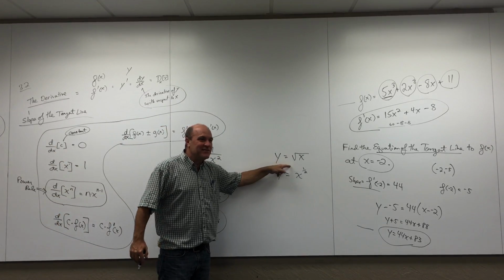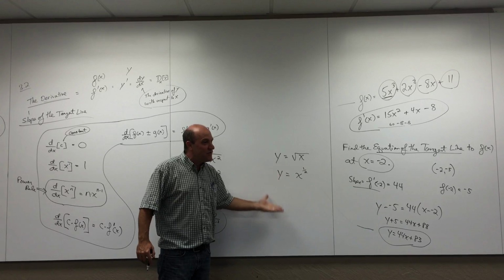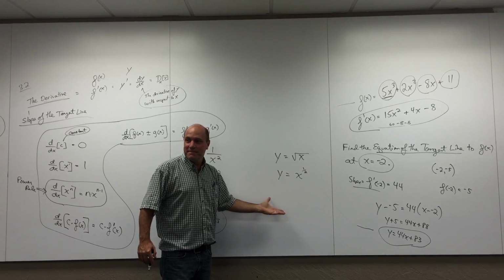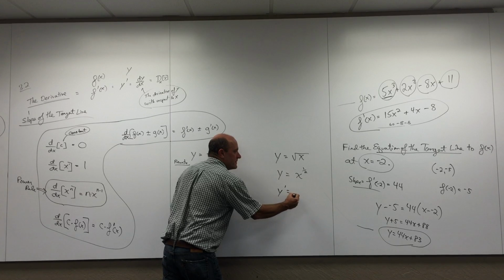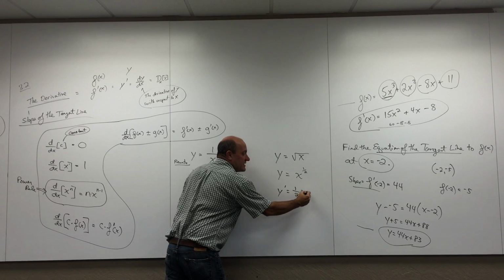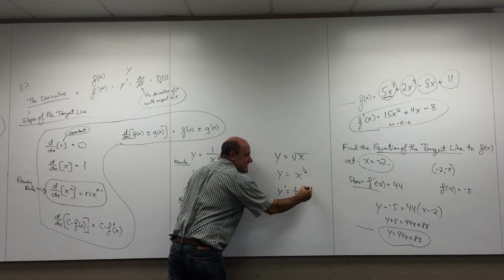You can't really do it like that. You have to rewrite it, and now you do a power rule. It's awesome. The derivative is 1/2 x. Now you subtract 1. That would be negative 1/2.